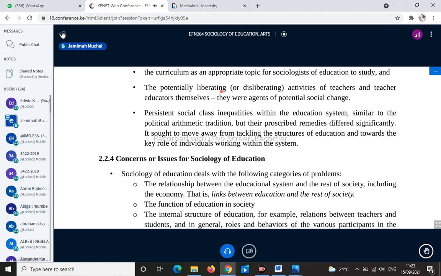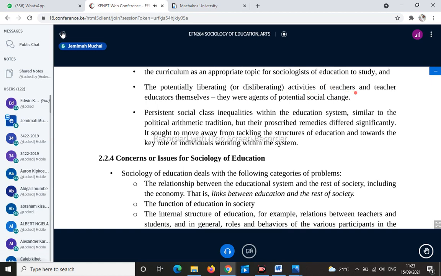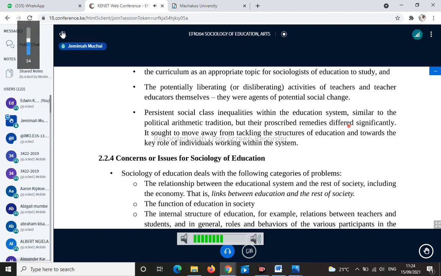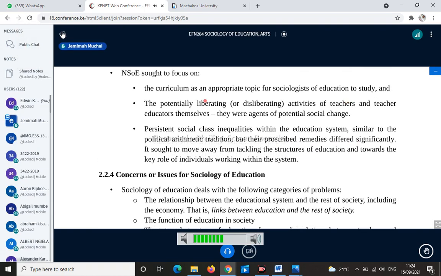The potentially liberating activities of teachers and teacher educators themselves. They were agents of potential social change. Persistent social class inequalities within the education system, similar to the political arithmetic tradition, but their proscribed remedies differed significantly. So the new sociology of education looked at the curriculum, the liberating activities of the teacher and the teacher educators.